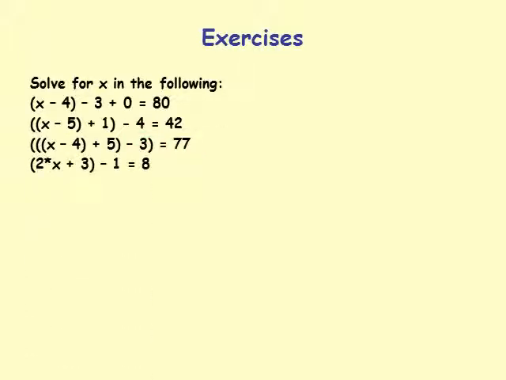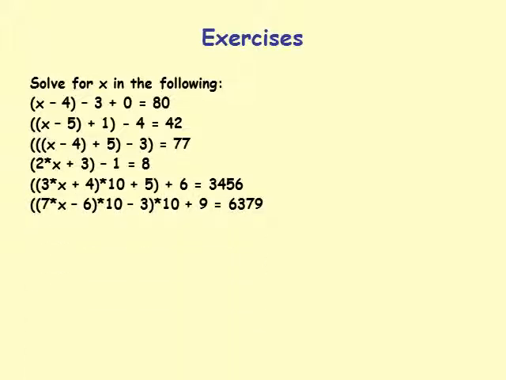So here is 2x plus 3 minus 1 is 8. And 3x plus 4, we multiply that by 10 plus 5, then to that we add 6, and the result is 3456. Then 7x minus 6, multiply that by 10 minus 3. The result of that, we multiply by 10 plus 9, and it equals 6379.